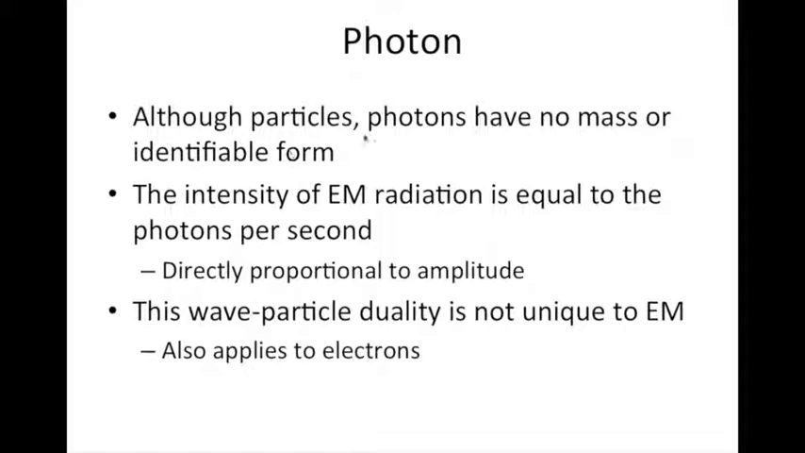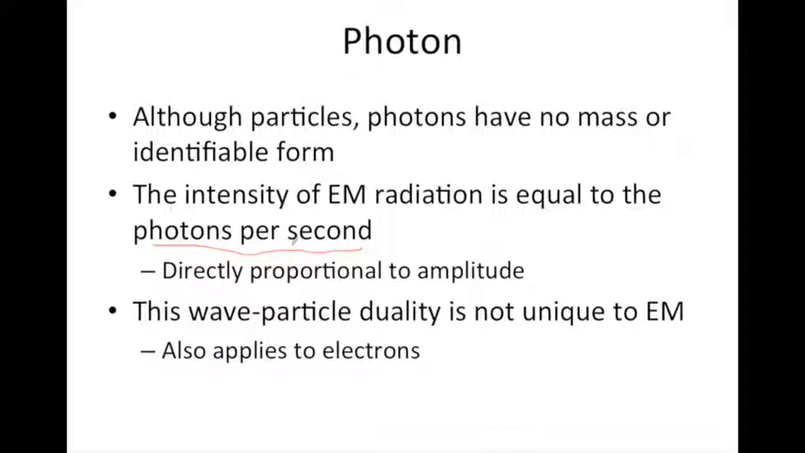Although they are particles, photons do not have mass or an identifiable form. So photons are massless particles. The intensity of the electromagnetic radiation, if we think of it in terms of photons, is equal to the photons per second, which is proportional to the amplitude. So if we think of light as a wave, its intensity is related to its amplitude. If we think of electromagnetic radiation as photons, the intensity is equal to the photons per second.